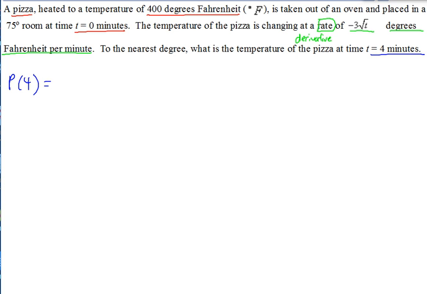equals the initial, we're given the temperature of the pizza at time 0, plus the change, the integral from 0 to 4, and we're told the derivative of the temperature of the pizza is given by this negative 3 square root of t.